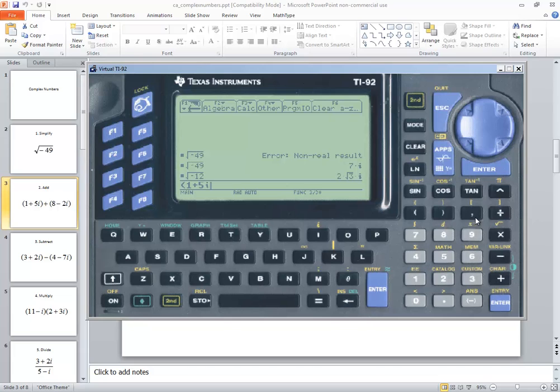And then I'll do my closing parentheses, plus beginning parentheses 8 minus 2i. And again, second and then this i to get to the imaginary i. And then closing parentheses and press enter. And our answer is 9 plus 3i.